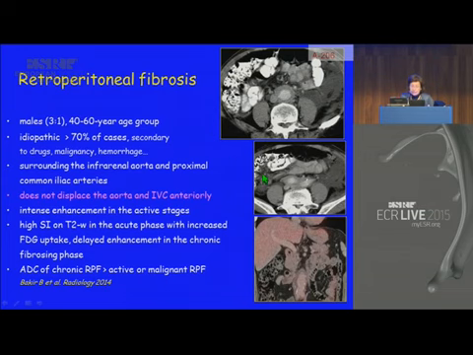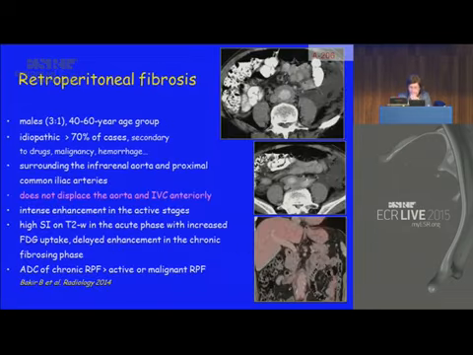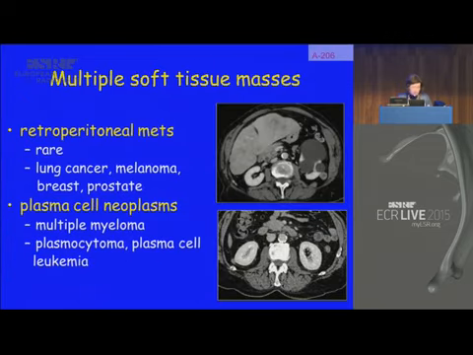It is a retroperitoneal disease, but it does not displace the aorta and the IVC anteriorly. It may show enhancement in the active stages of the disease. The ADC of chronic retroperitoneal fibrosis may be superior to that observed in active or malignant retroperitoneal fibrosis.